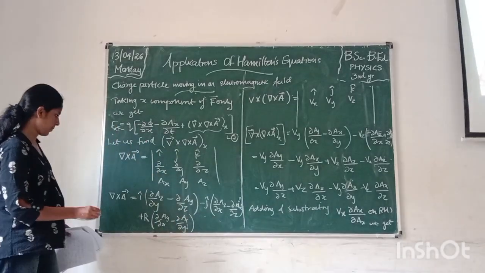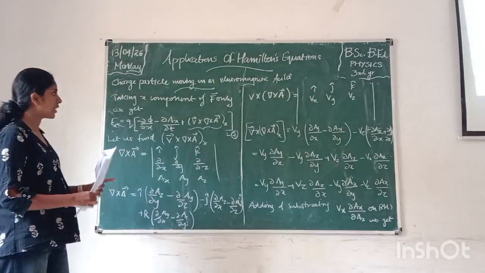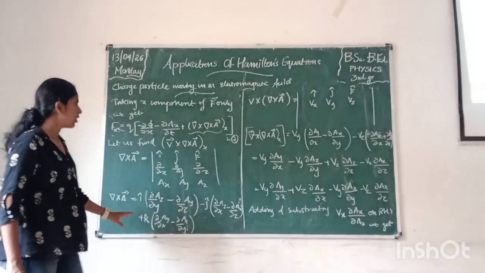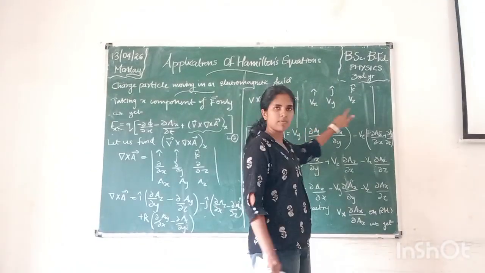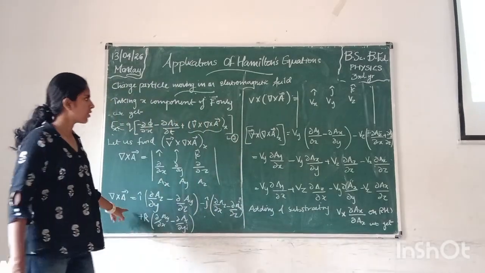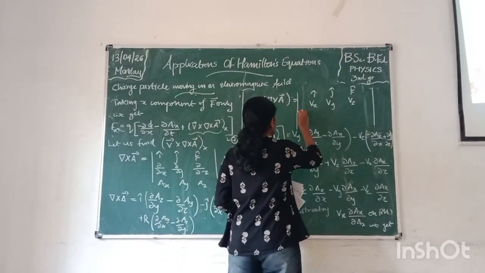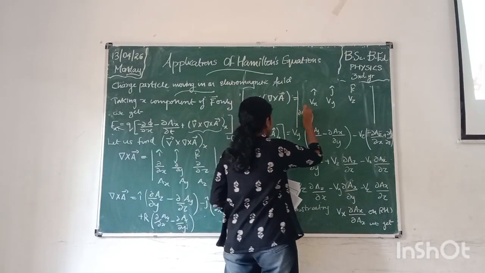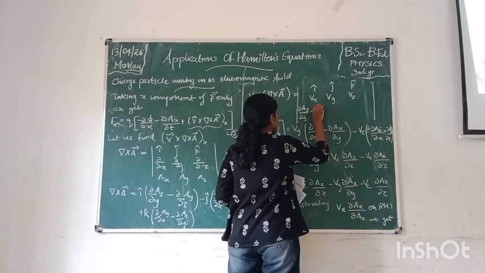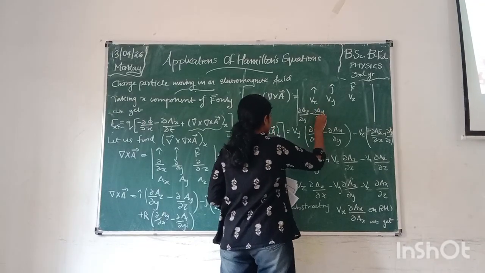Now what we want to find is b cross del cross a. Here b will be dx, dy, dz, and del cross a is what we found here. So we write this here. What is the i component? ∂a_z/∂y minus ∂a_y/∂z.